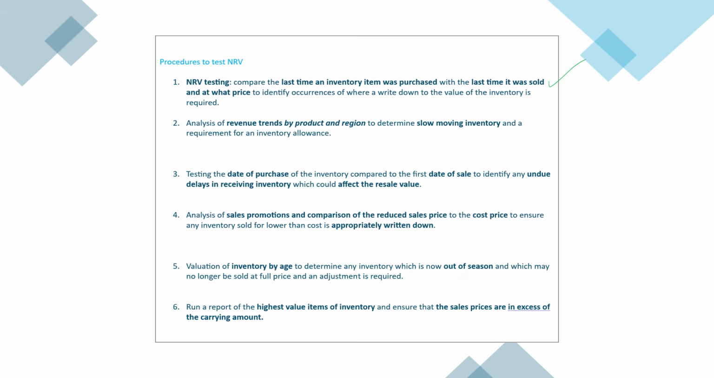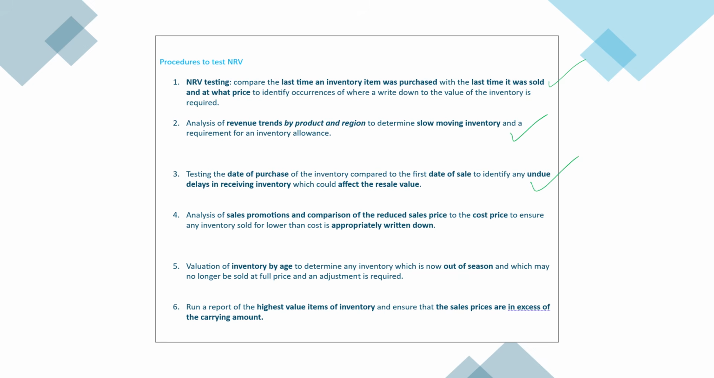So I've confirmed the cost. I'm now looking at the selling price. So when was it bought? When was it sold? How much was it sold at? So I can get an idea about the estimated selling price. I could analyze revenue trends by product and by region. This way, I'd be able to pick up any slow-moving inventory which might need to be written down.